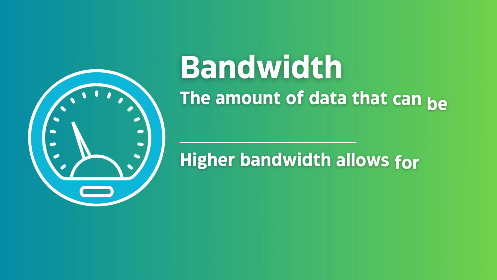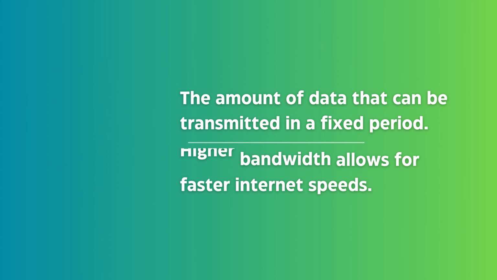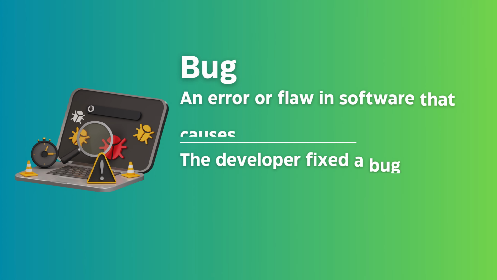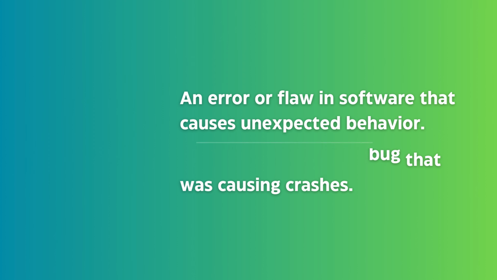Bandwidth: the amount of data that can be transmitted in a fixed period. Higher bandwidth allows for faster internet speeds. Bug: an error or flaw in software that causes unexpected behavior. The developer fixed a bug that was causing crashes.